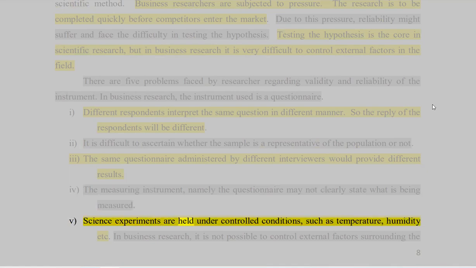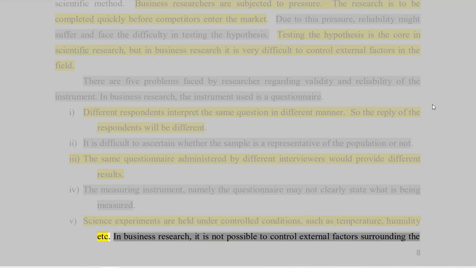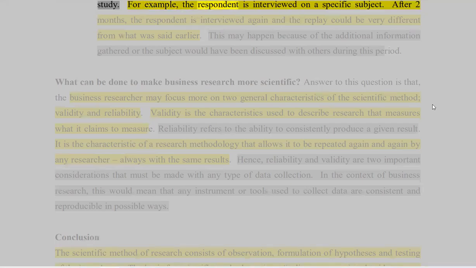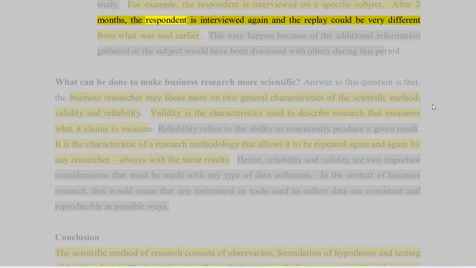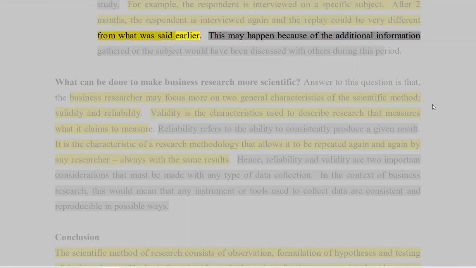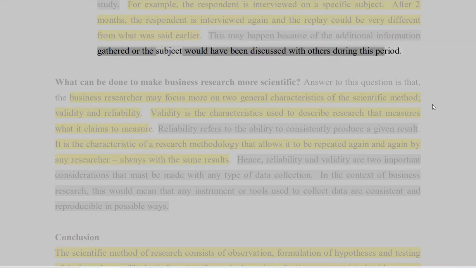5. Science experiments are held under controlled conditions, such as temperature, humidity, etc. In business research, it is not possible to control external factors surrounding the study. For example, the respondent is interviewed on a specific subject. After 2 months, the respondent is interviewed again, and the reply could be very different from what was said earlier. This may happen because of additional information gathered, or because the subject would have been discussed with others during this period.